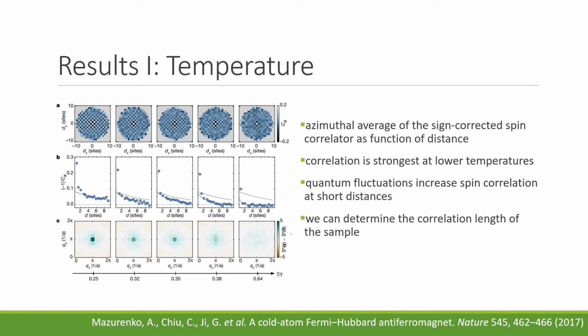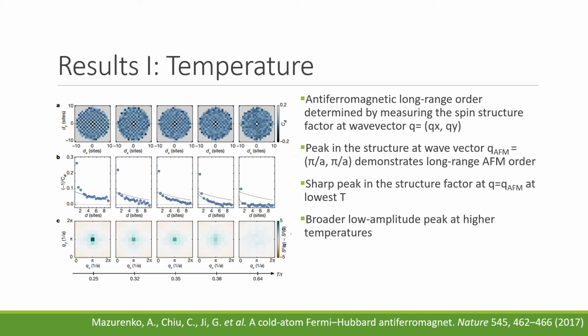In this 2D system, the quantum fluctuations increase the spin correlation at short distances, which is why at d equals 1, the spin correlator is just so much bigger than the rest of the plot. And from these plots, we can determine the correlation length of the sample just by fitting it to a simple exponential function.